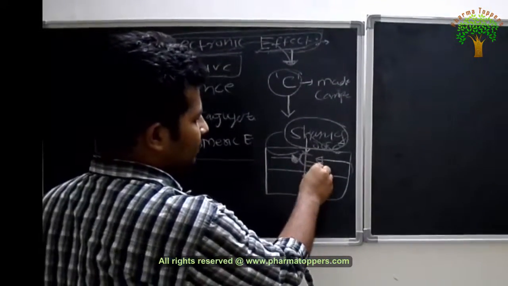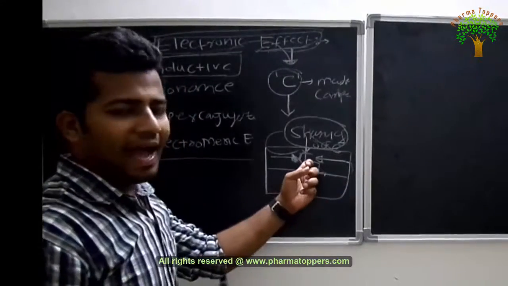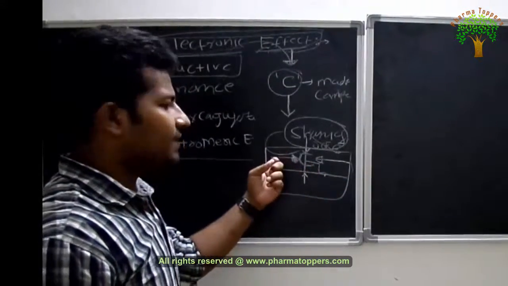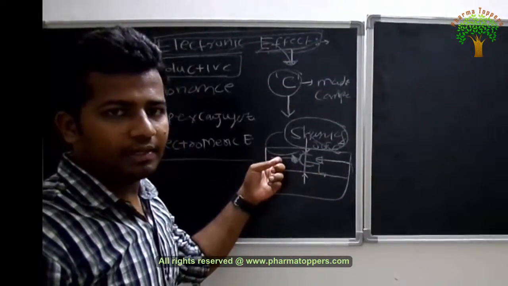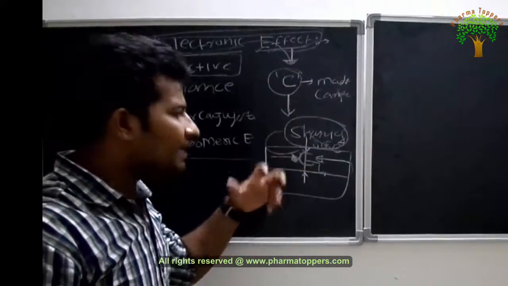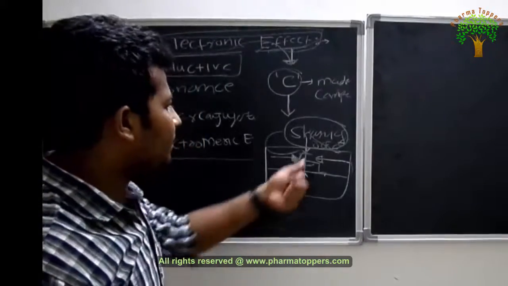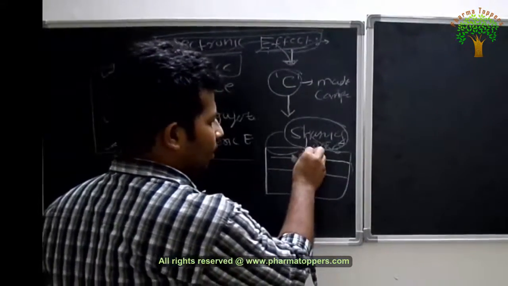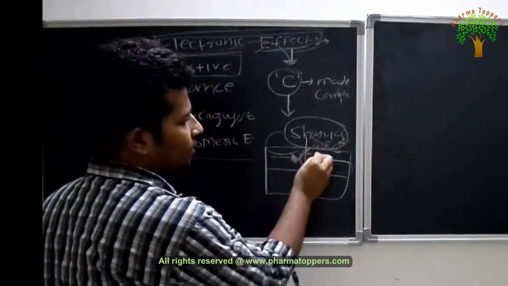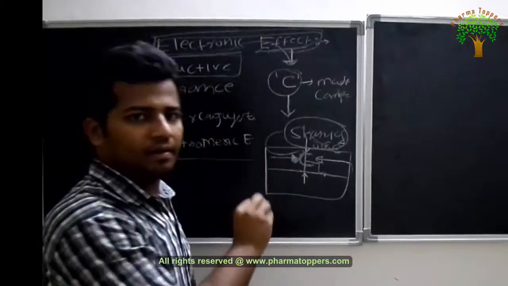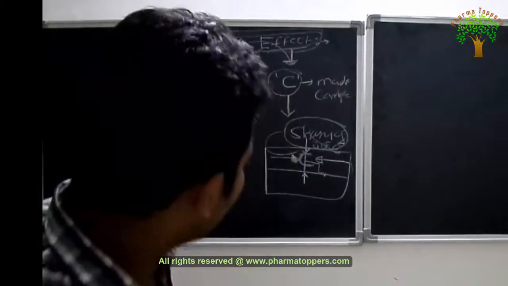When it attaches with an electronegative atom, it acts as electropositive. When it attaches with an electropositive atom or a less electronegative atom, it acts as electronegative. This is the nature of the carbon. That's why all chemical reactions occur on the basis of these main concepts. This is the electronegativity.